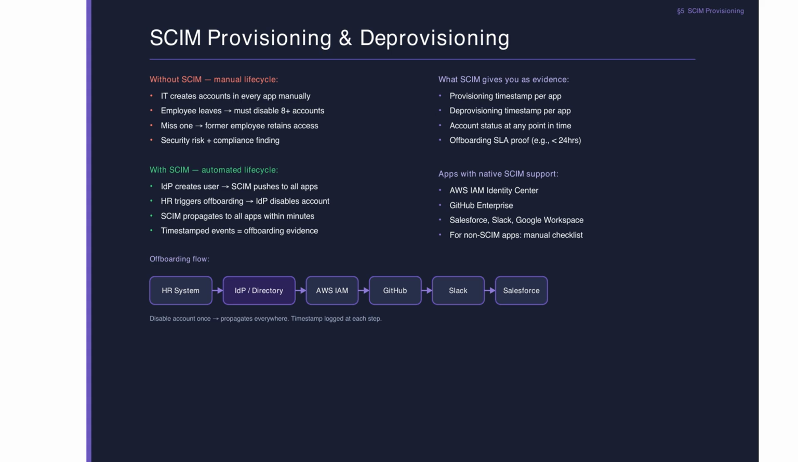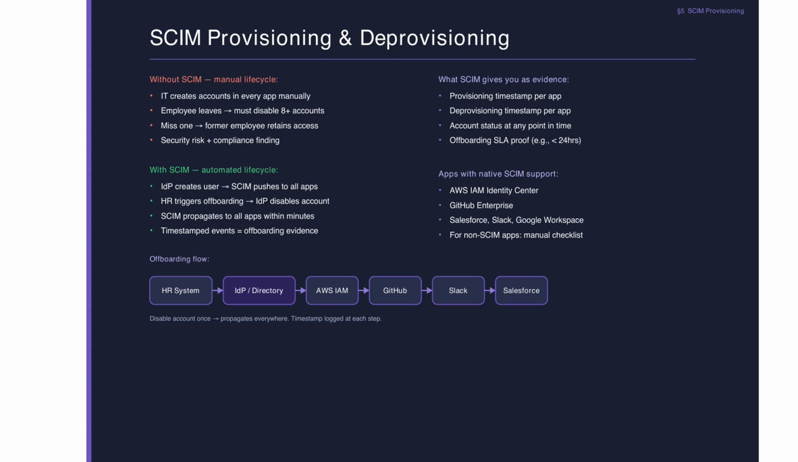Picture the offboarding flow: HR system to the IDP, and from the IDP out to AWS IAM, GitHub, Slack, and Salesforce. Disable once, and it propagates everywhere with a timestamp logged at each step. As evidence, SCIM gives you a provisioning timestamp per app, a deprovisioning timestamp per app, account status at any point in time, and proof you met your offboarding SLA, say, under 24 hours.